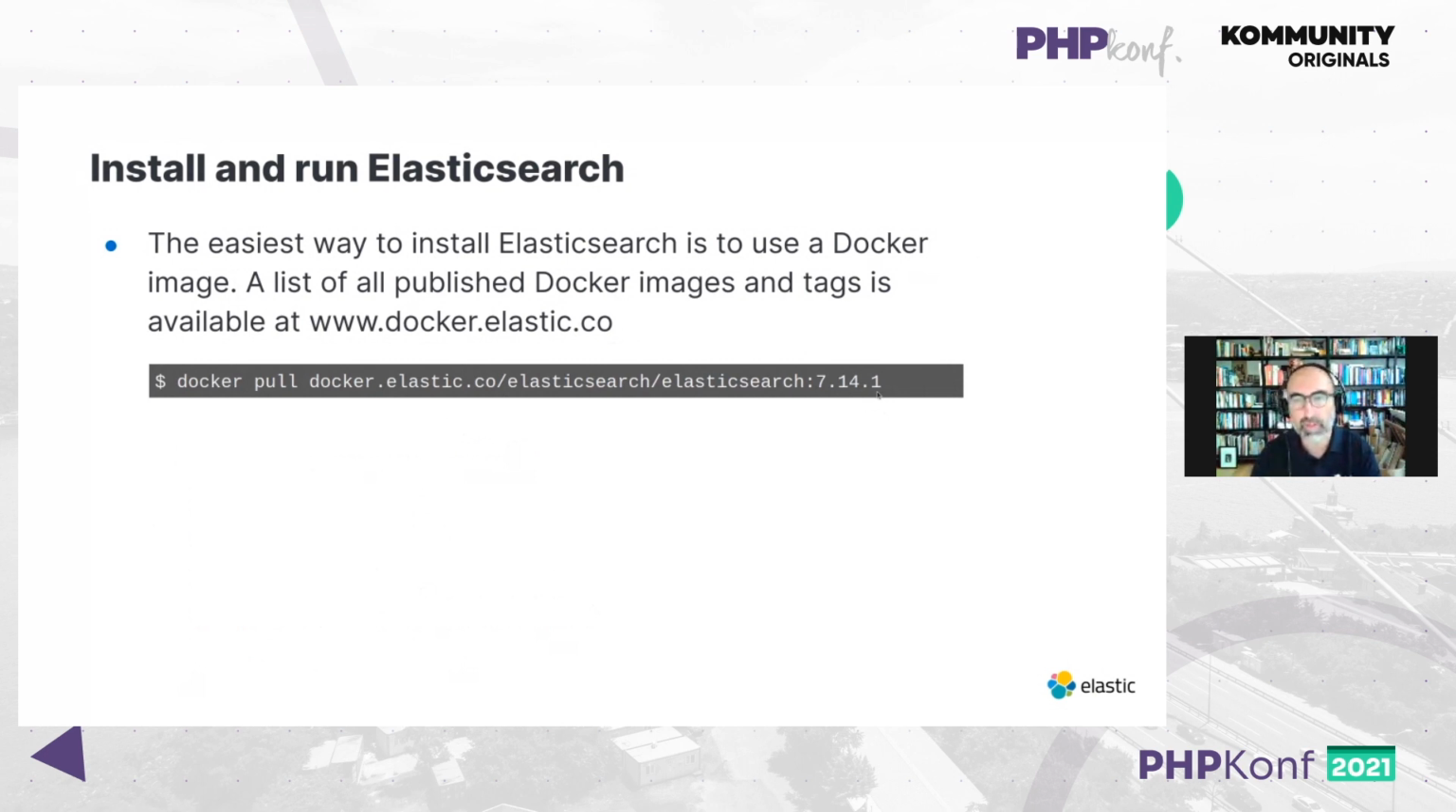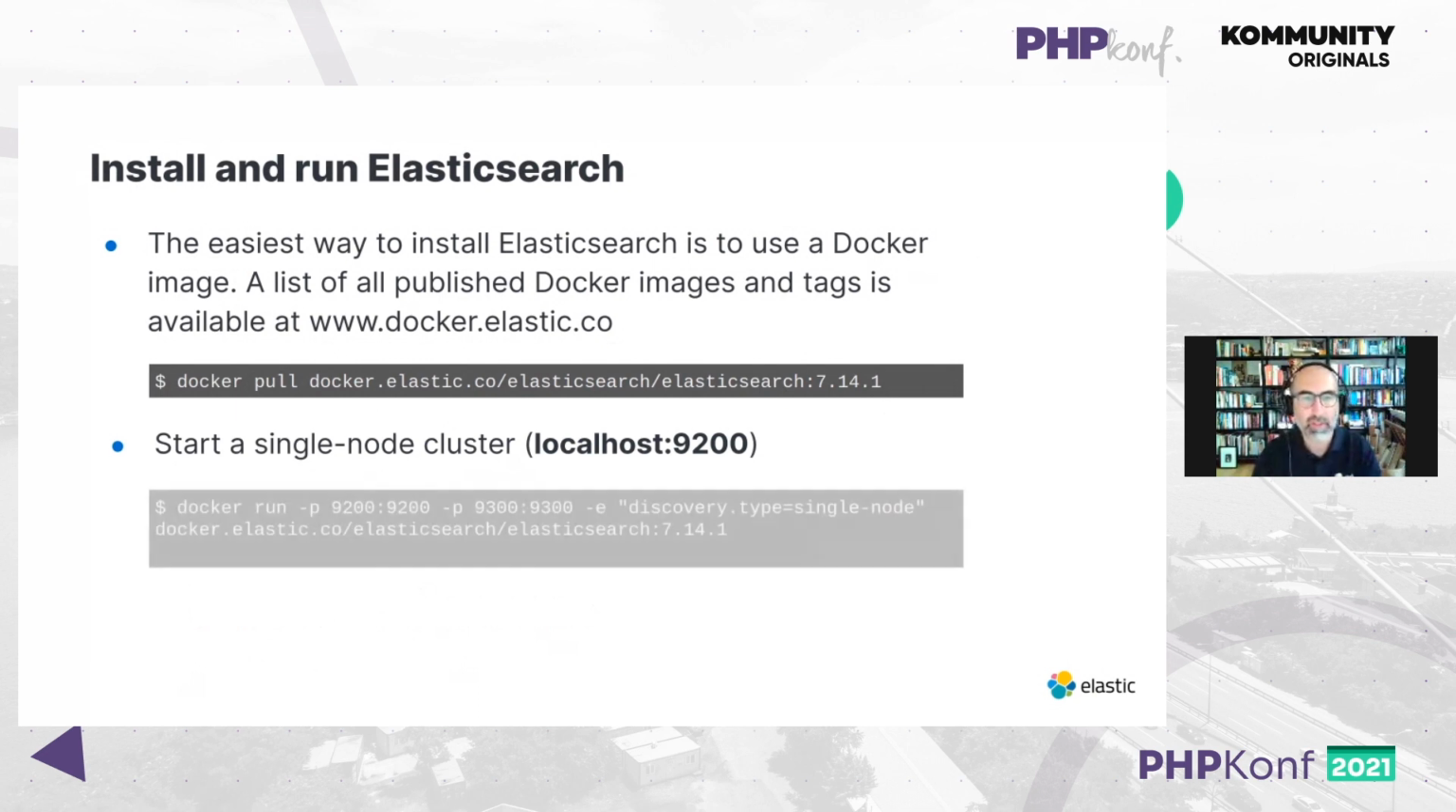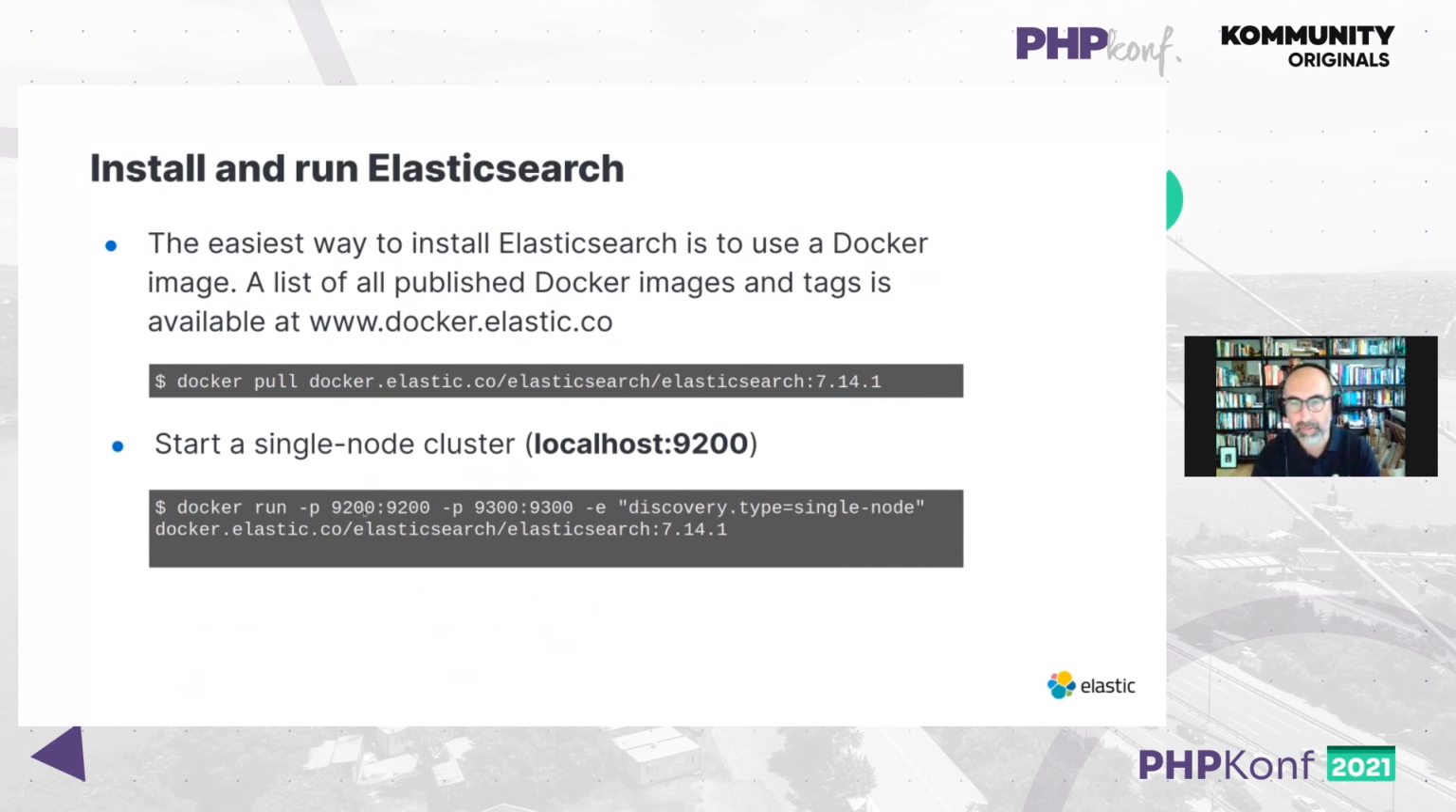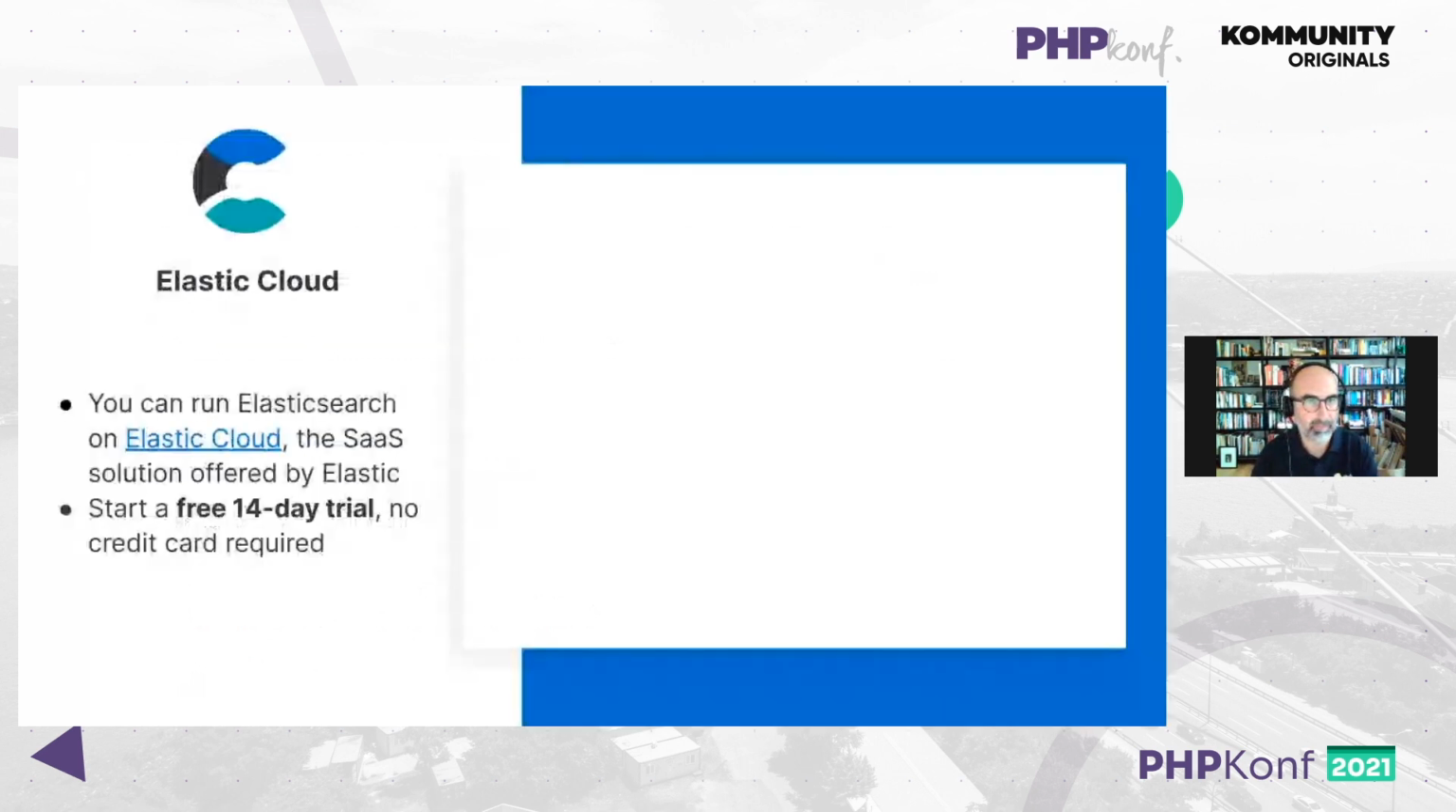Elasticsearch version available. And when you have it, you can just, for instance, run a single node on your machine on the default localhost 9200 port. And this is the command. So basically run the Docker image that you pulled before, specifying the port. And you have to specify the type that is single node, because as I mentioned, Elasticsearch is a distributed database. In this case, you can just simply run one instance on your machine.